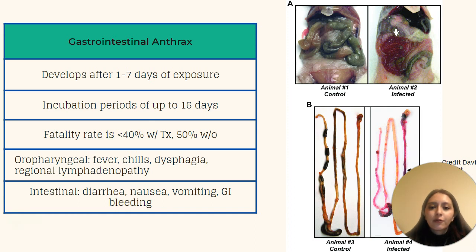If you have oropharyngeal anthrax, you will experience fever, chills, dysphagia, which is difficulty swallowing, and regional swelling of the lymph nodes. If you experience intestinal anthrax, you will experience diarrhea, nausea, vomiting, and GI bleeding, which can be seen in this image here. This is an animal who does not have anthrax, and this is an animal with anthrax, and this is that GI bleeding that I was discussing.